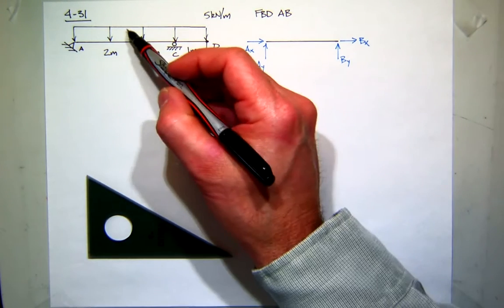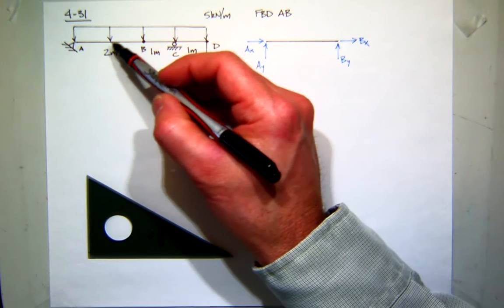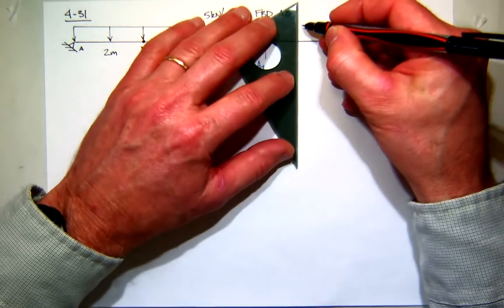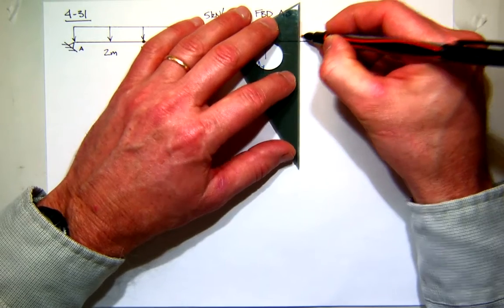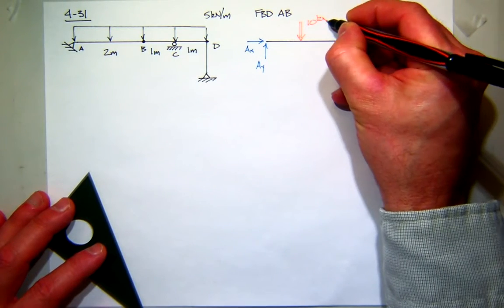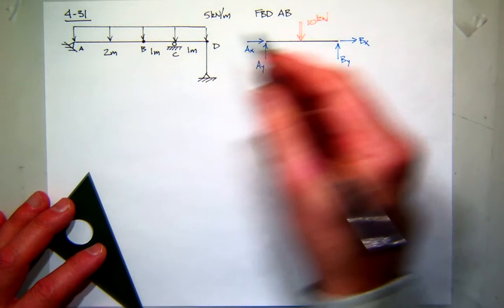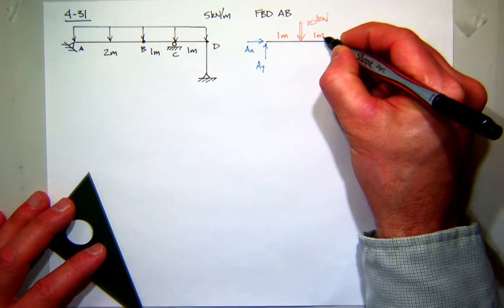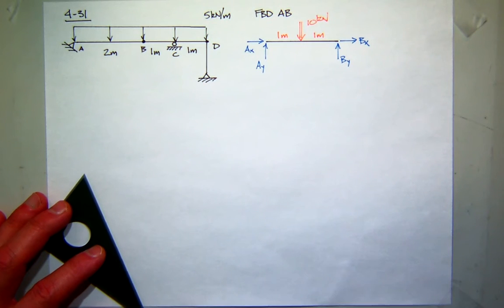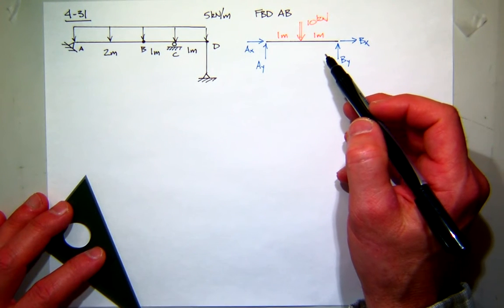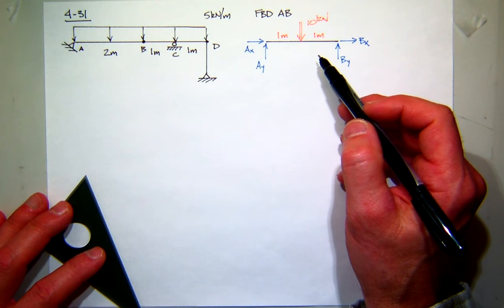And then I'm going to get a concentrated equivalent force for this section of the load. It's 5 kilonewtons per meter over 2 meters. So that's going to be an equivalent force of 10 kilonewtons. It's going to be applied right in the middle. So that's a distance of 1 meter and 1 meter. So I got 4 unknowns here. Some of them I can find, some of them I can't.